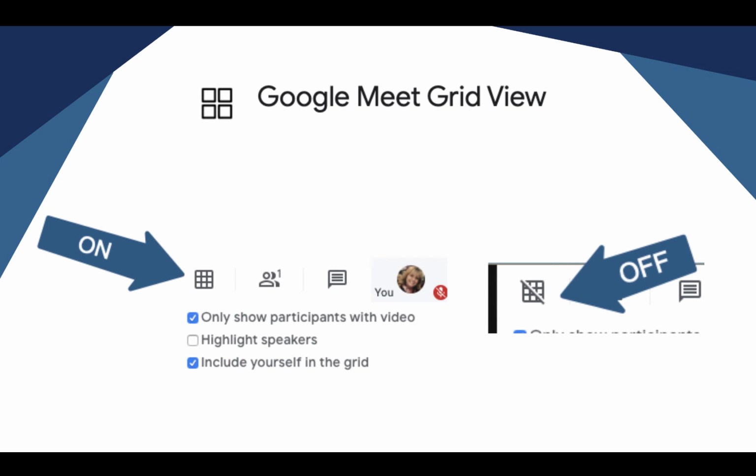You can click on the grid to turn it on and off. When you see the line through the grid, it means it's off. When you click on the grid, you have three options. You can show only participants with their video on, you can highlight the speakers, and you can also choose to include yourself in the grid.